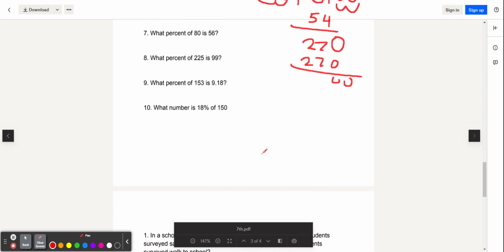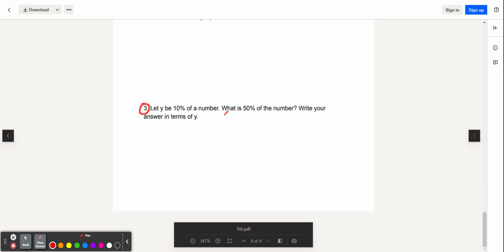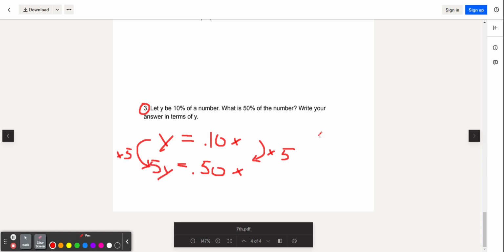Now the rest of the problems are similar, so we will skip to these word problems. Let's do number 3. Let y be 10% of a number. So y is 10% of a number, right? 0.10 of x. What is 50% of the number? Write your answer in terms of y. So we want 50% of x. Now, to get from here to here, we multiply by 5. So we have to do the same to both sides, which gives us 5y. So our final answer is 5y is 50% of x.